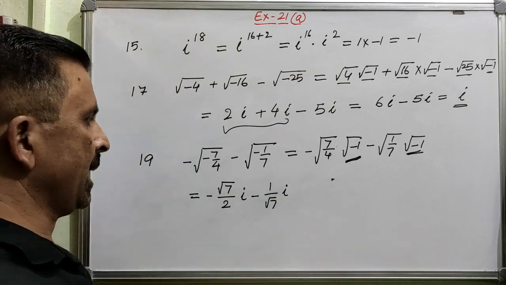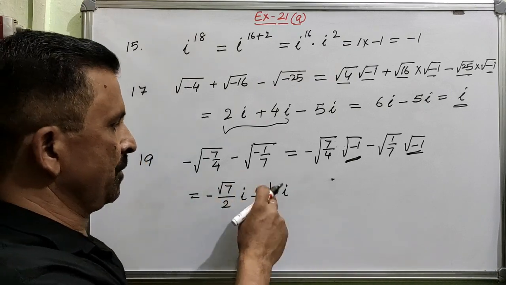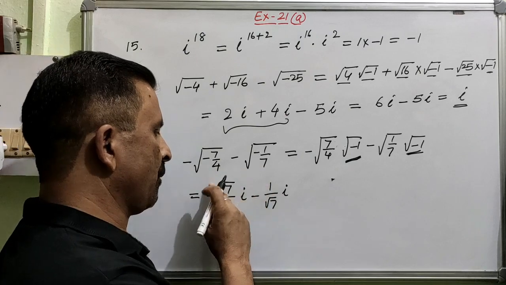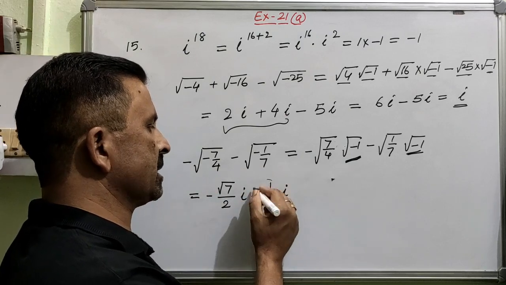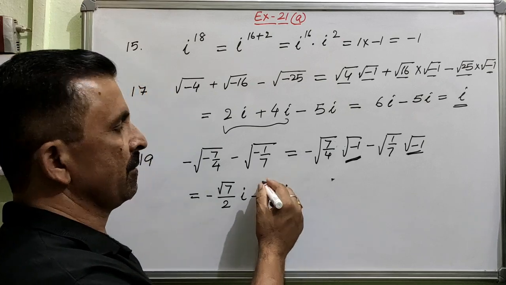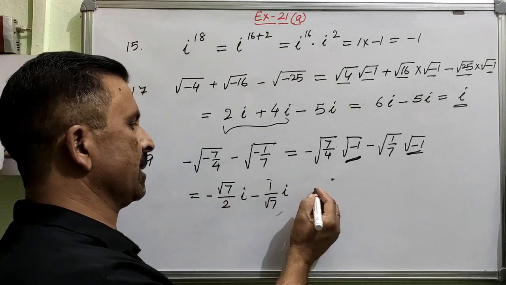Is it okay? Now we need to simplify these two. Now for simplifying this one, before that we need to take care of this part, right? This is to be rationalized. We will first rationalize and then we can simplify these two.